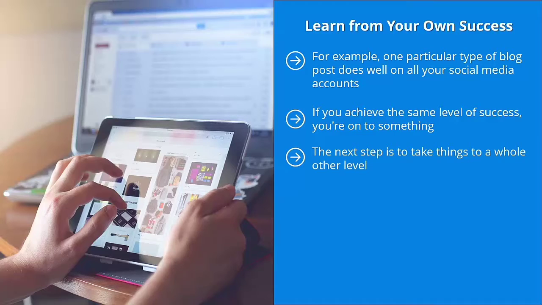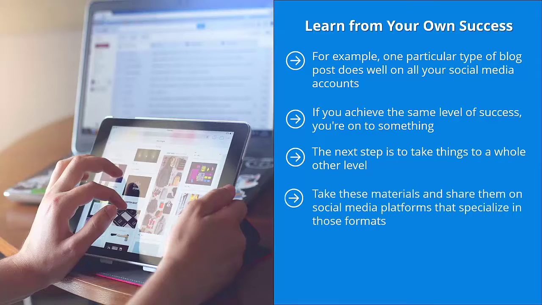The next step is to take things to a whole other level. Instead of just cranking out yet another blog post, create videos about that theme, make specialized diagrams, produce infographics. Take these materials and share them on social media platforms that specialize in those formats. For example, for blog post URLs, share them on Twitter and Facebook. For videos, share them on YouTube. For diagrams and infographics, share them on Pinterest.